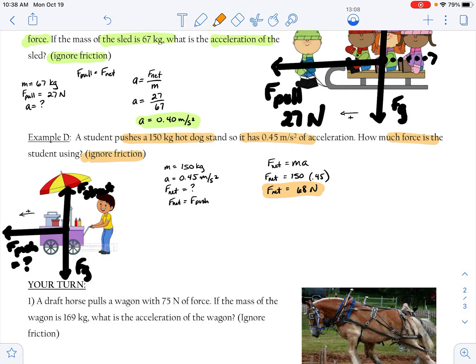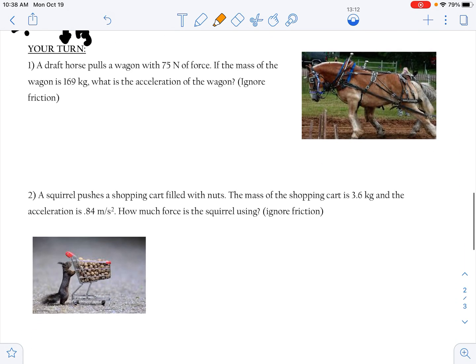So again, if you have questions, make sure that you write them off to the side there. Here are the two problems it's your turn to do. You are going to do the same thing that I did. You are going to write down the important information. You're going to do the free body diagram. Go ahead and solve for what's missing. And again, you are going to ignore friction in both of these problems. All right? And I will see you in class next time. Thank you very much.